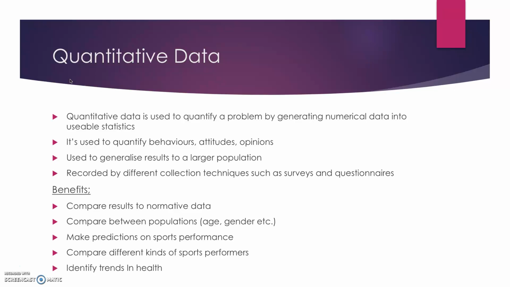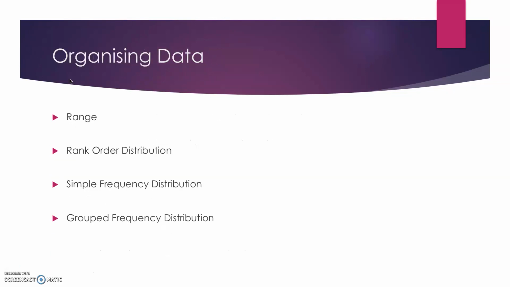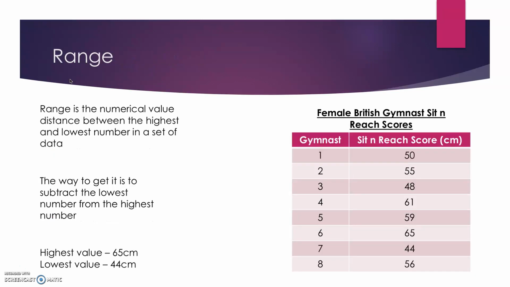You can compare between different populations. You can make predictions on sports performance. You can compare different kinds of sports performers, and you can identify trends in different health. So there are 4 different ways of organising data. These are using range, creating an order rank distribution, a simple frequency distribution, and a grouped frequency distribution.